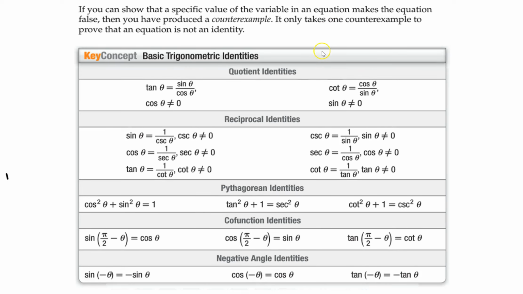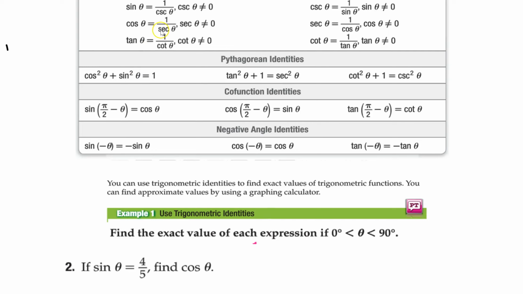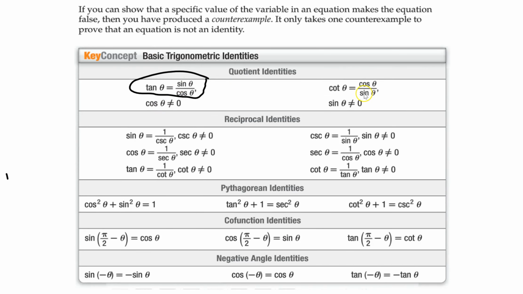Some of these we have already. We should all know that tan equals sine over cosine. It's a big one. And if tan equals sine over cosine, cotan is just the reciprocal, so cosine over sine. All this stuff, cosine theta cannot equal 0. It's like, who cares? So that's a big one, tan equals sine over cosine, and then its reciprocal function, cotan equals cosine over sine. And we're going to use these a lot.